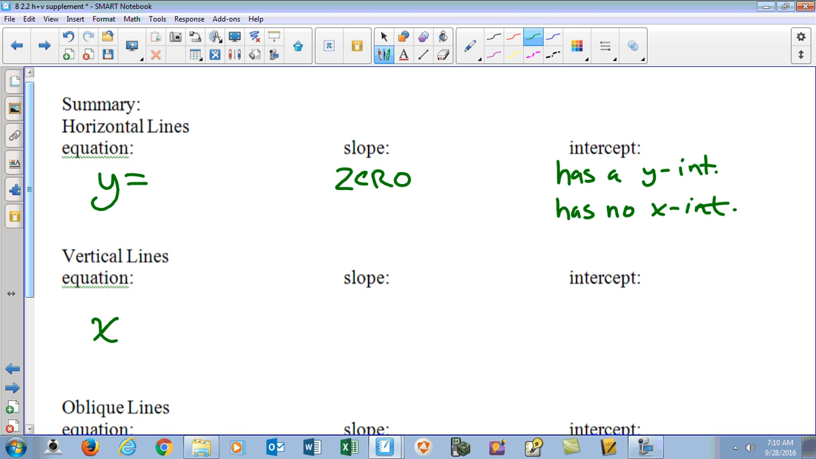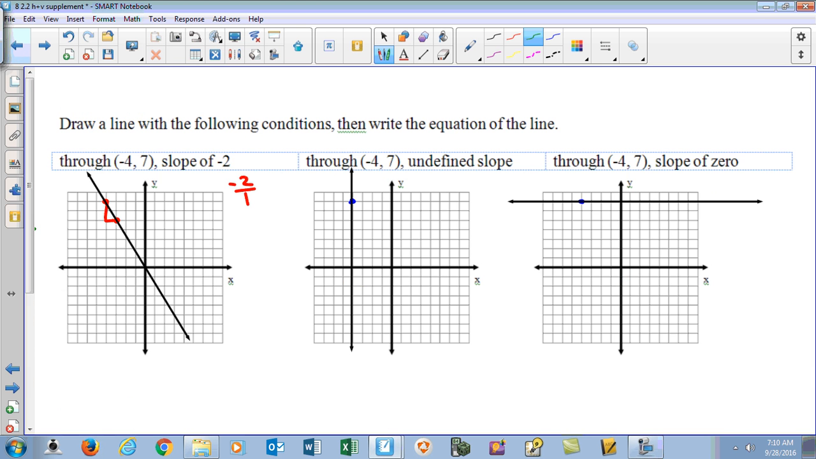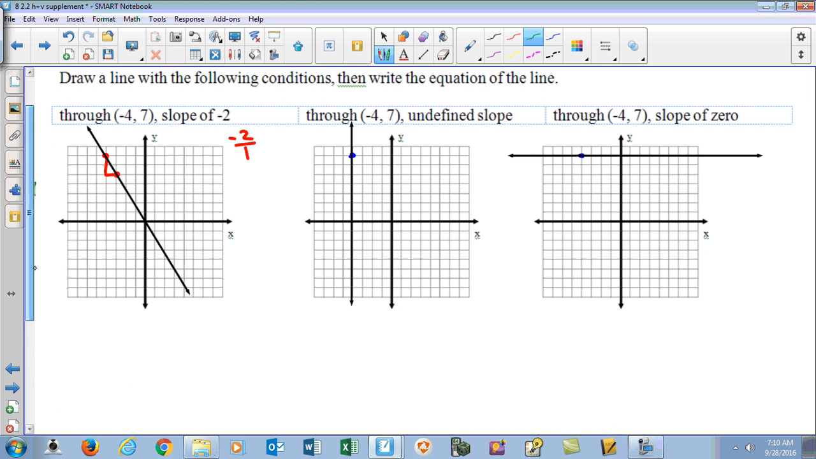Vertical lines are in the form x equals the common x term that it would share. So like in the previous problem where we graphed those lines, and -4 was always our common point, x equals -4. Matter of fact, if I remember correctly, I don't think we even wrote those lines, did we? We did not. We forgot to write this part, didn't we? Equation of a line. So let's go back to that page real quick.